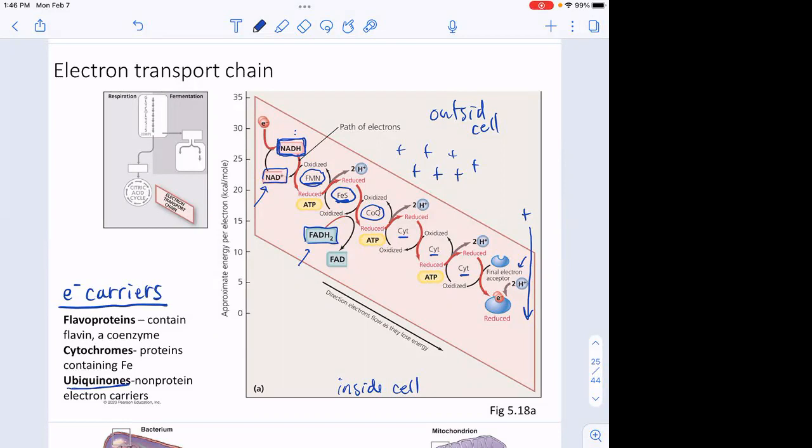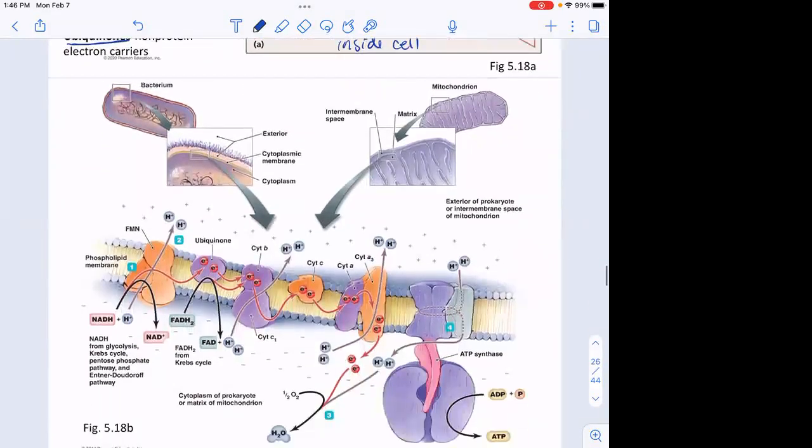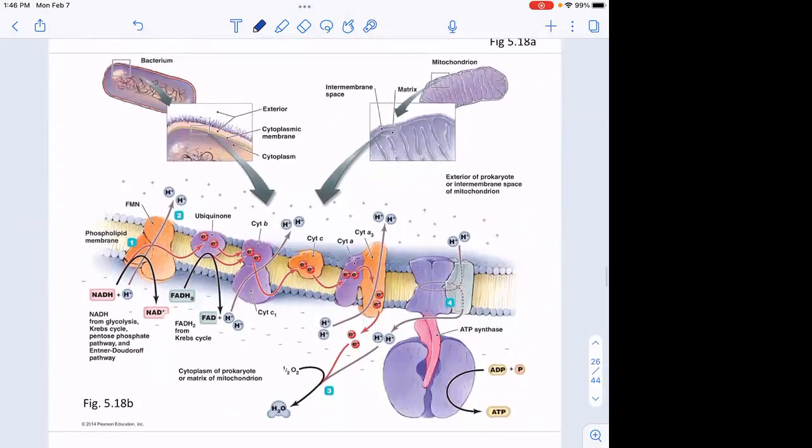Okay, so let's look at the next graphic that your book shows. Again, it's nice because it reminds us where this is taking place. For bacteria, it's going to be in that plasma membrane. And over here for eukaryotes, it's going to be in the inner membrane of the mitochondria. That's where these carriers are going to be located.